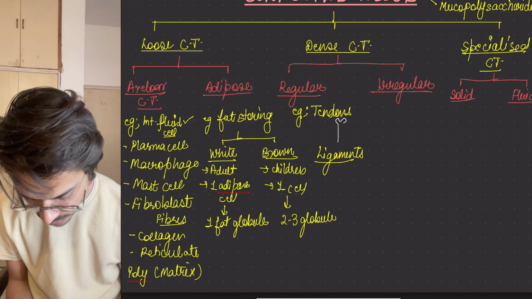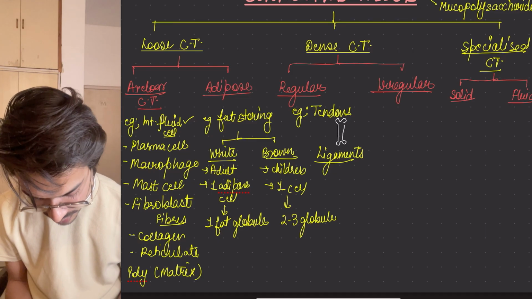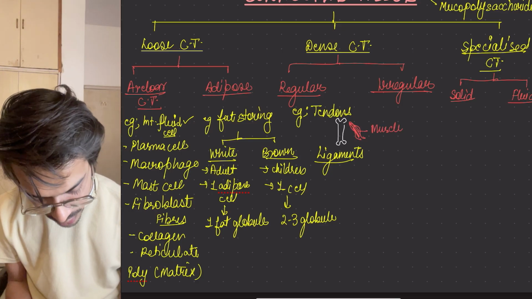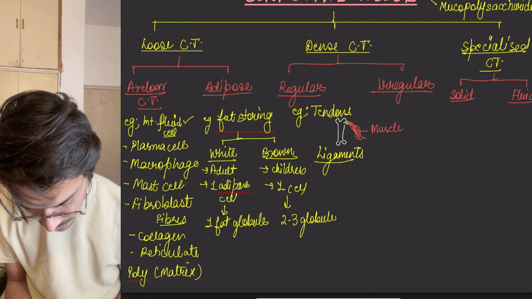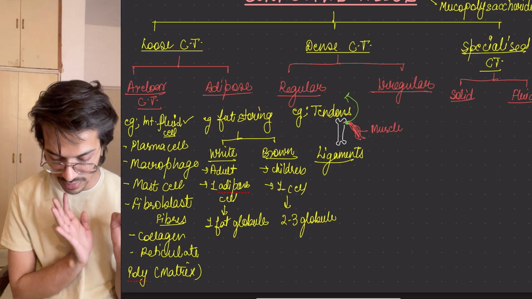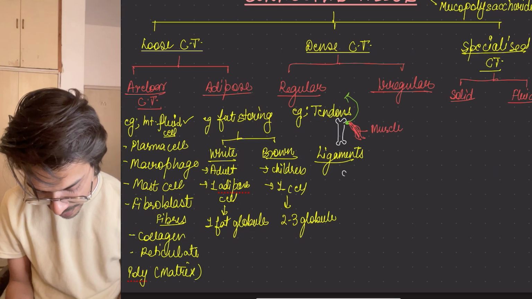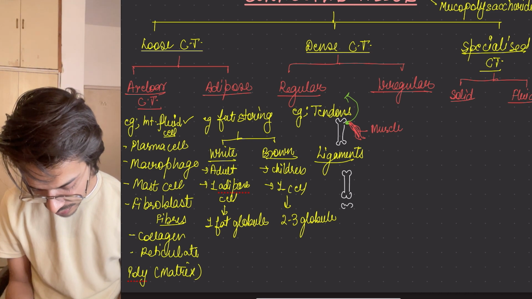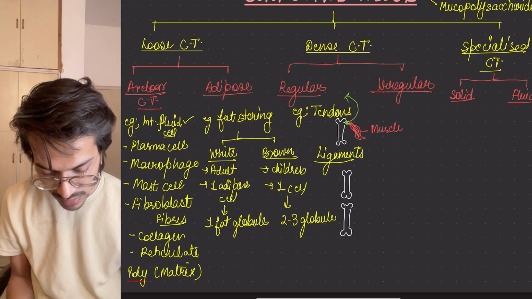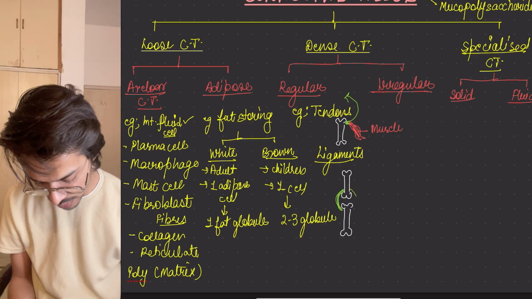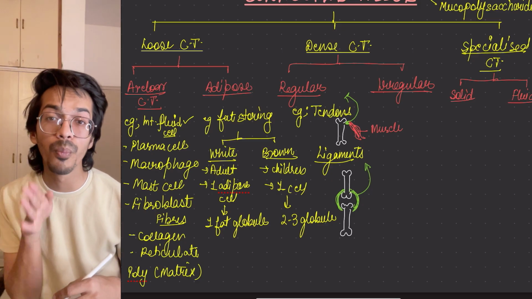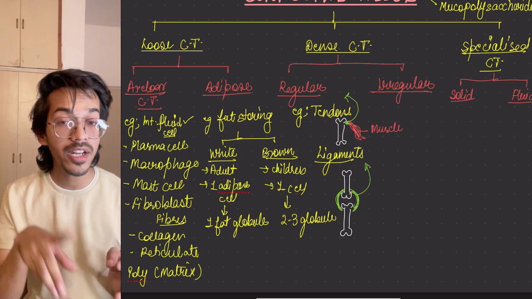So if there is a bone and there is a muscle, imagine that this is a muscle. It is joined with the help of this green thing, which is regular dense connective tissue, called tendons. Whereas ligament is what? If two bones are joined together, these hinges are being joined with the help of this ligament. So this green thing joining them is the ligament, which is also dense connective tissue. So ligament joins bone with bone, whereas tendon joins bone with muscle.